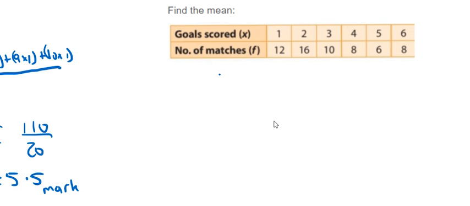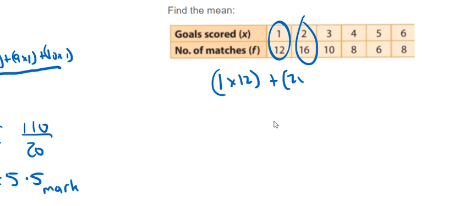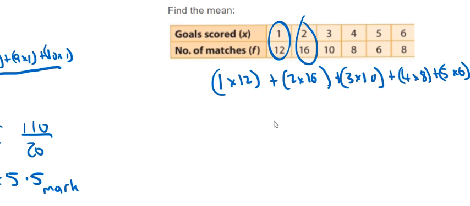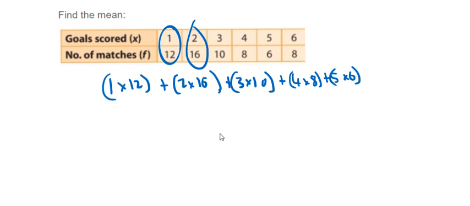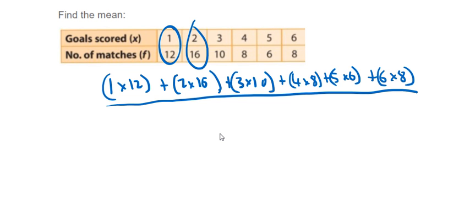So we're going to do 1 times 12, so you're multiplying each of these together. Then you do plus 2 times 16. Then we do plus 3 times 10. Then we do plus 4 times 8. Then we do plus 5 times 6. And then we do plus 6 times 8. And then all over, and now it's number of matches this time.